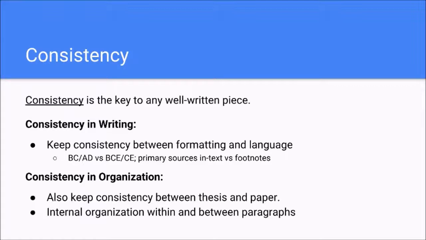Likewise, even when there are two or more ways to properly approach your formatting, for example using BC AD for dating versus BCE CE, or citing your primary sources with in-text parentheticals versus using footnotes, what matters is that you stay consistent throughout the paper with whichever approach you settle on.